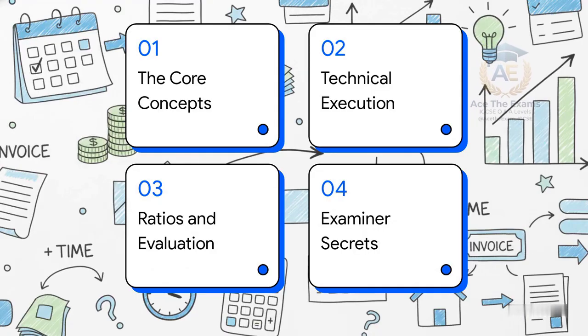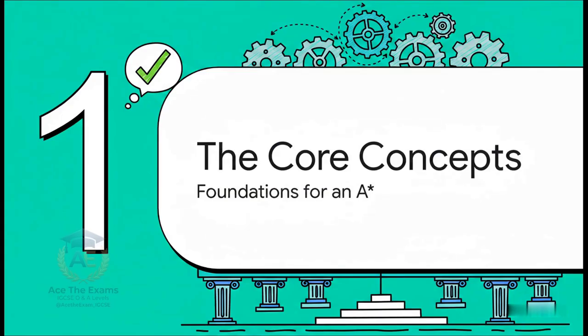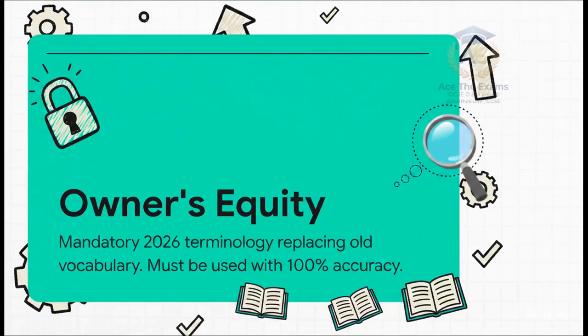Here is our roadmap for today. 1. The core concepts. 2. Step-by-step technical execution. 3. Ratios and evaluation. And 4. Examiner's secrets to success. Starting off with Section 1, the core concepts. This is your foundation for that A-star. So we're starting right at the base layer of our blueprint.